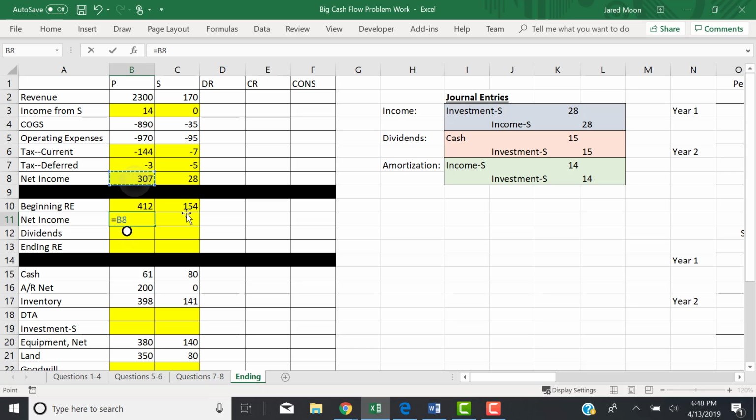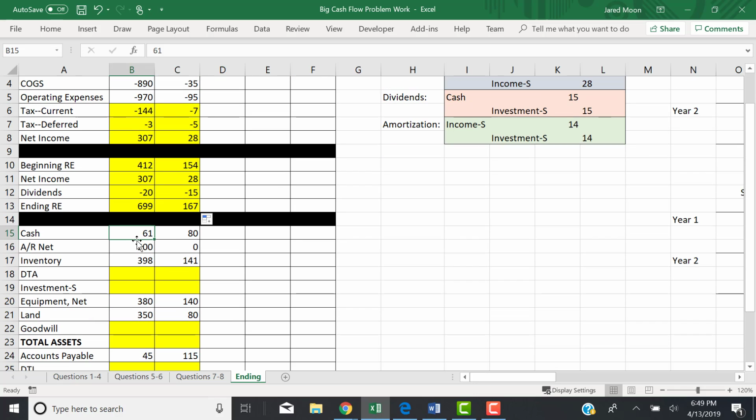What was net income? It's above. And what was dividends? Does it tell us? It does tell us. We had dividends of negative 20, and salt paid out dividends of 15. And then we can figure out our ending retained earnings amount. It's 699, and this part is 167. So these amounts were given to us.